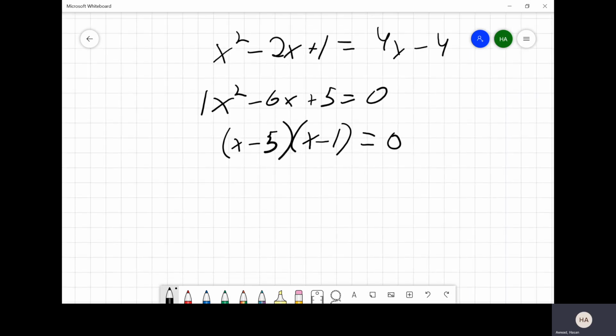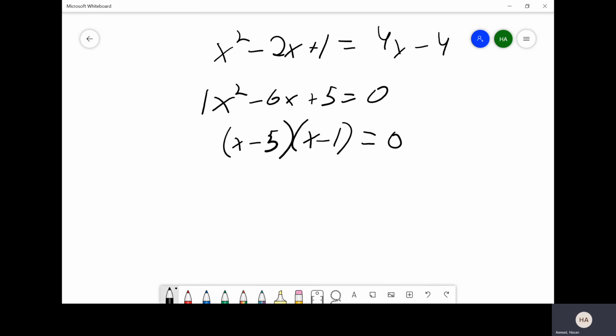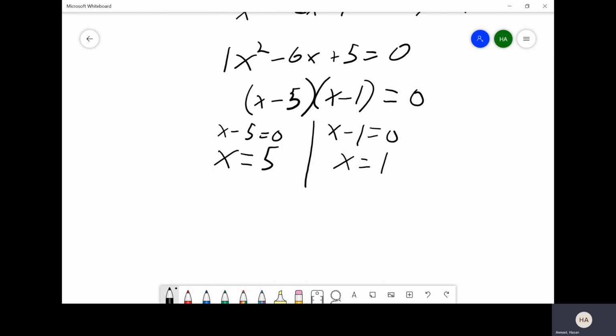And zero product property says we can go ahead and split these up. And we know that when we split it up, x minus 5 is equal to 0. x minus 1 is equal to 0. We get x is equal to 5. x is equal to 1. And our solution set is 1, 5, right?